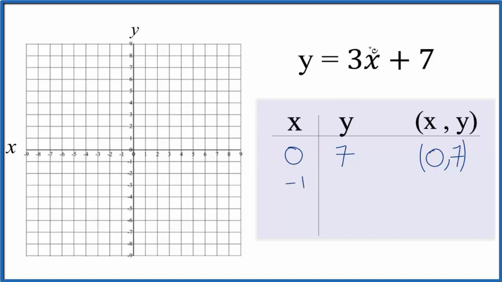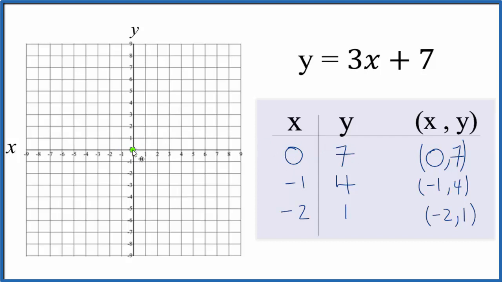If I put in negative 1 for x, 3 times negative 1 is negative 3, plus 7 gives me 4. And then how about negative 2? Because 3 times negative 2 is negative 6, plus 7 will give us 1. So now we can plot these points on the graph, and that'll give us the line for y equals 3x plus 7.